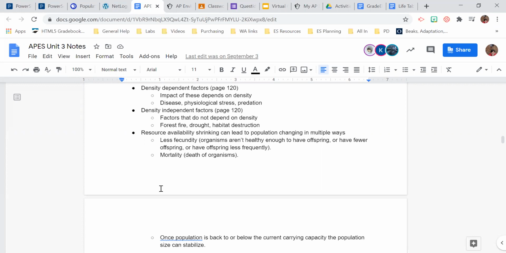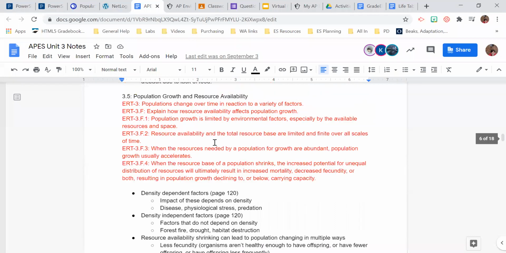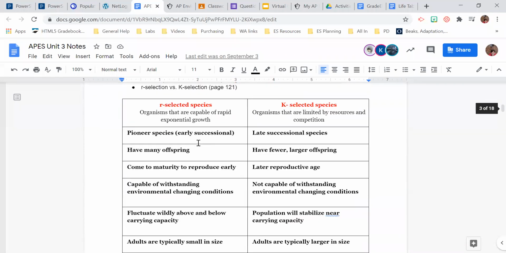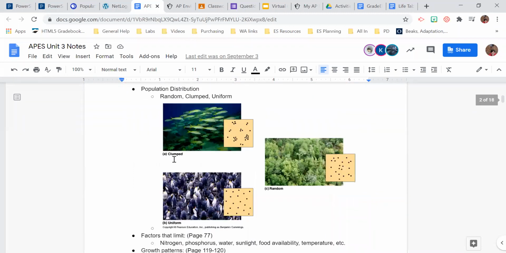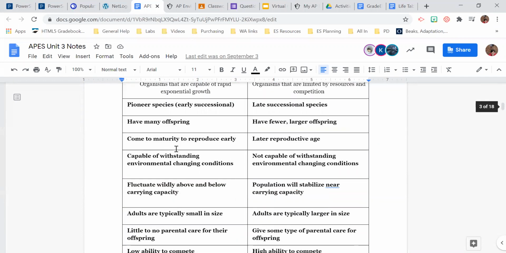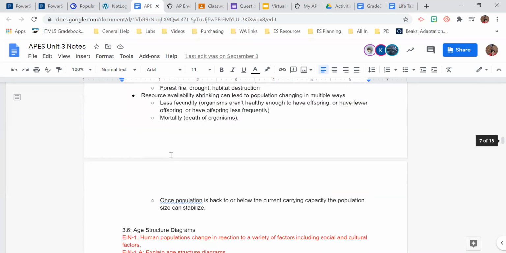And then resource availability, when it shrinks, this can lead to population changes in different ways. So we talked about the capacity of individuals to have offspring. We talked about biotic potential, I think in 3.2. Another way to talk about that is to call it fecundity. So fecundity is basically how many offspring you're going to have. Same thing as biotic potential, just different vocab.